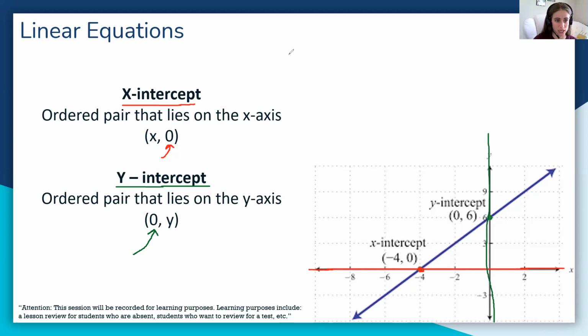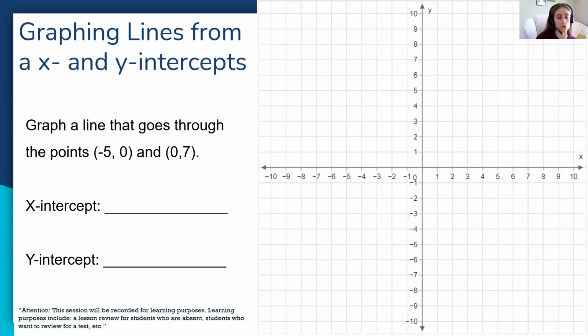But before it does, let's practice graphing a line given x and y-intercepts, because in order for us to graph a line, we need a minimum of 2 points. 2 points creates a line. Now we are asked to graph a line that goes to the points -5, 0 and 0, 7. First, let's identify which one of these is our x-intercept and which one is our y. Because with them being zeros, it can be very easy to mix up.